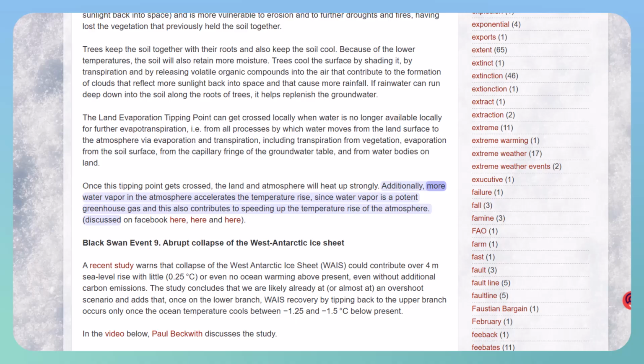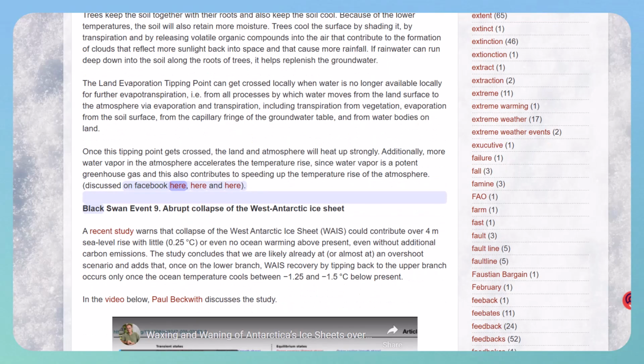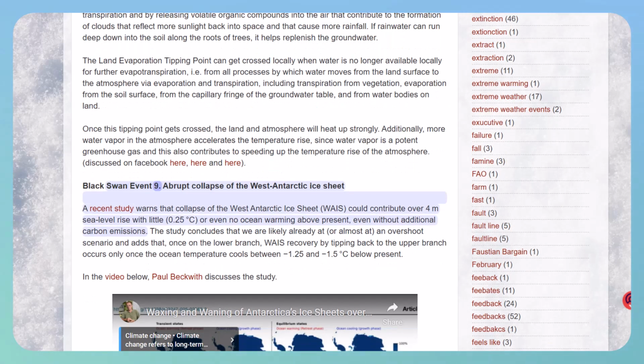Additionally, more water vapor in the atmosphere accelerates the temperature rise, since water vapor is a potent greenhouse gas, and this also contributes to speeding up the temperature rise of the atmosphere, discussed on Facebook here, and here.